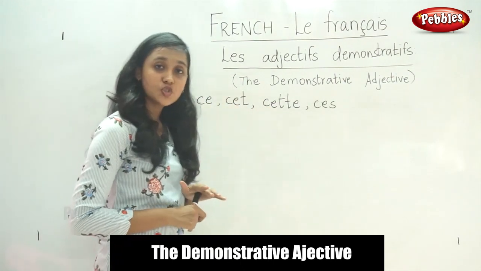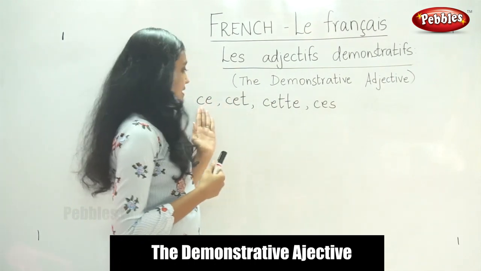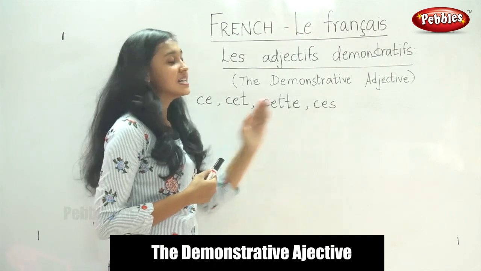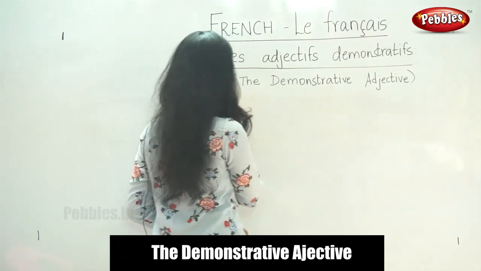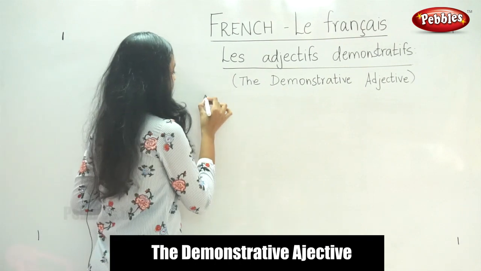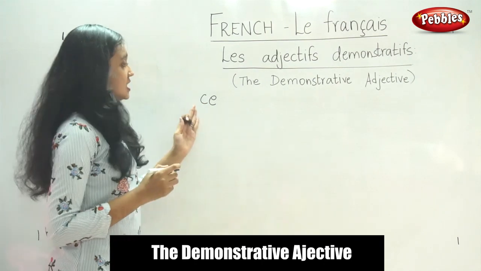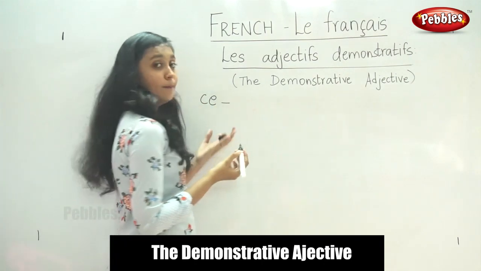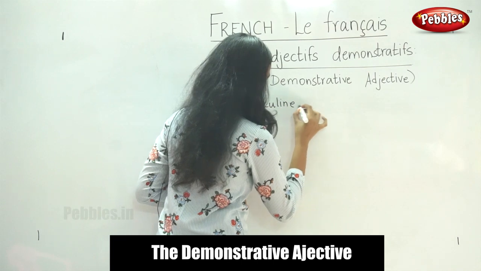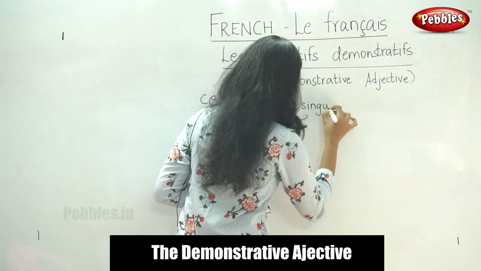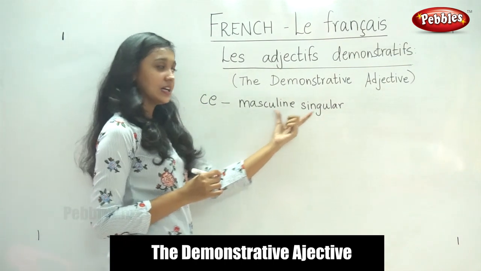So for what do we use demonstrative adjectives? To show a person, a place or a thing. Ce, cet, cette and ces. So shall we see the use of each one separately? Let us begin with ce. Ce means this or that. It is used before a noun that is masculine singular.